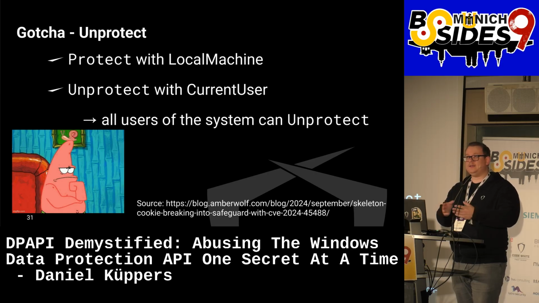And the reason why is DPAPI unprotect has no concept of local machine or current user. Unprotect uses the underlying C API, CryptUnprotectData, and according to the documentation, there are no flags that reflect that specific option. So unprotect will always look into the encrypted DPAPI data stream, and there the flag is set for current user or local machine.